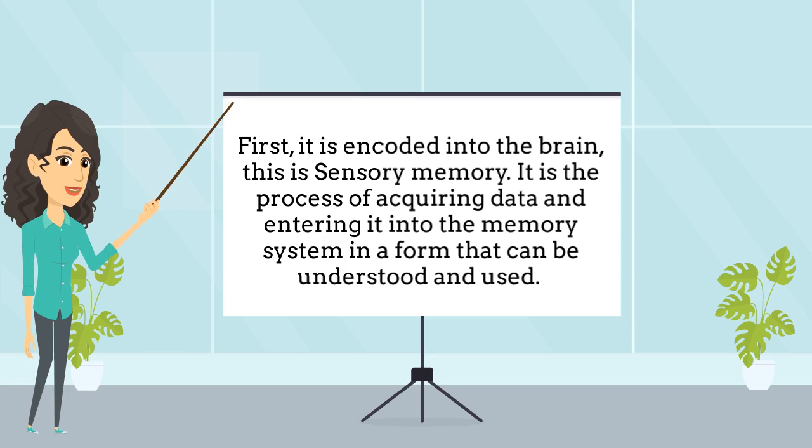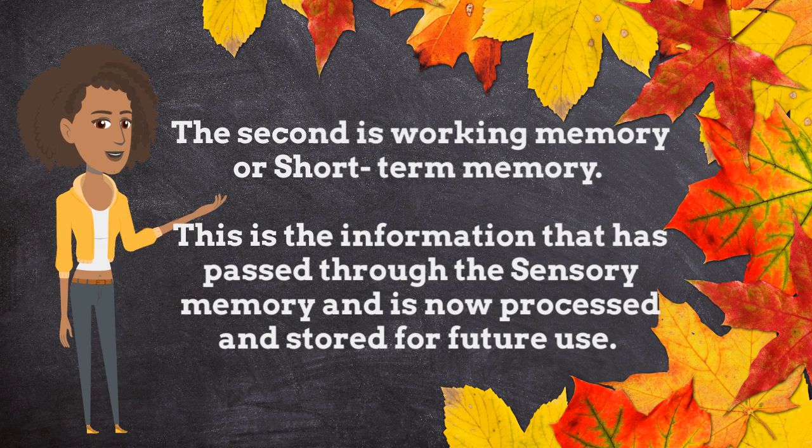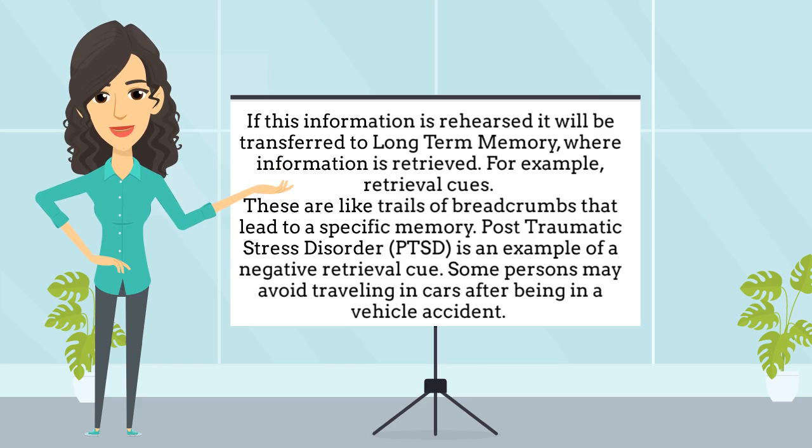First, it is encoded into the brain. This is sensory memory. It is a process of acquiring data and entering it into the memory system in a form that can be understood and used. Second is working memory or short-term memory. This is the information that has passed through the sensory memory and is now processed and stored for future use. If this information is rehearsed, it will be transferred into long-term memory, where information is retrieved.